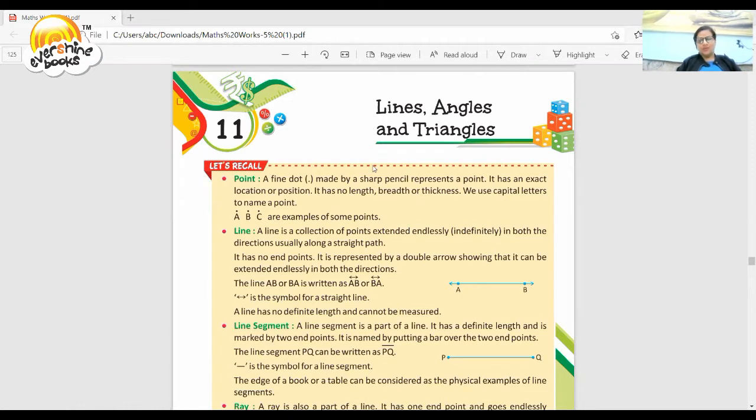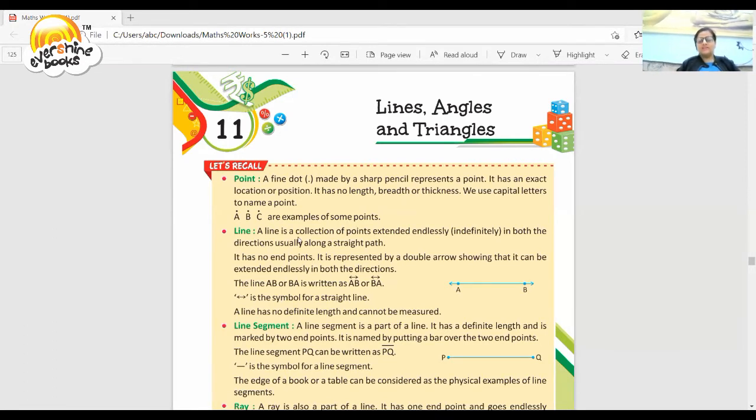So, do you know what a point is? A point is the representation of a dot. It tells an exact location and position. It has no length, breadth, or thickness, and we use a capital letter to name a point. A, B, C are examples of points.